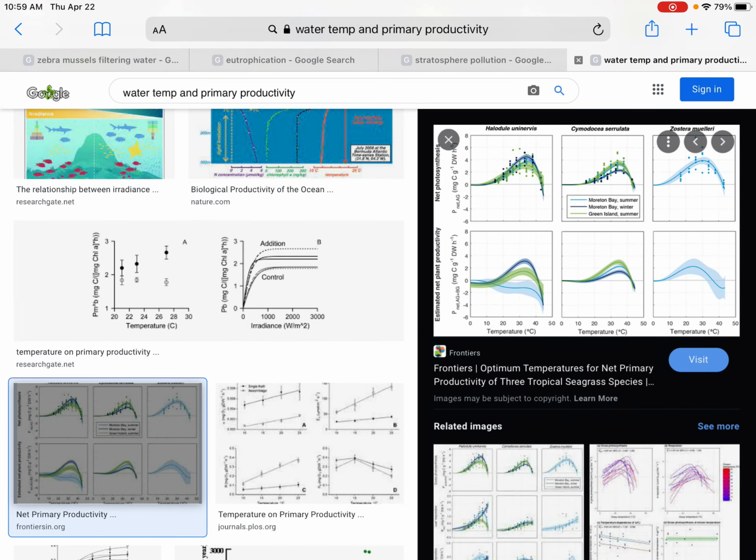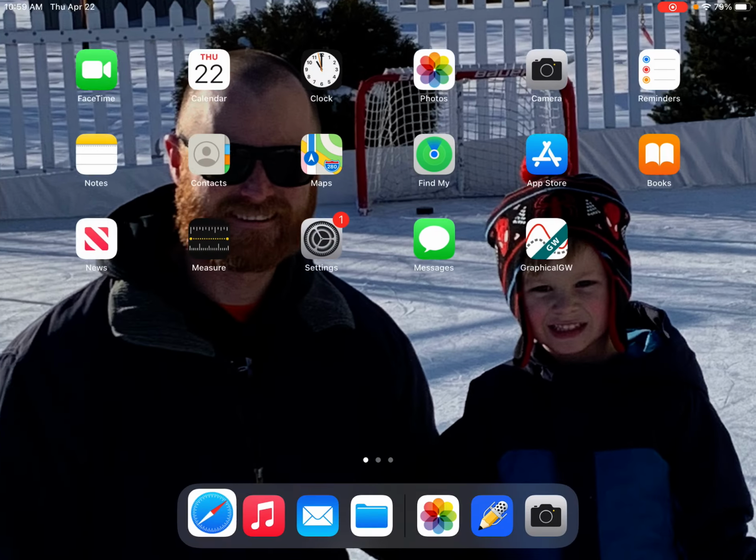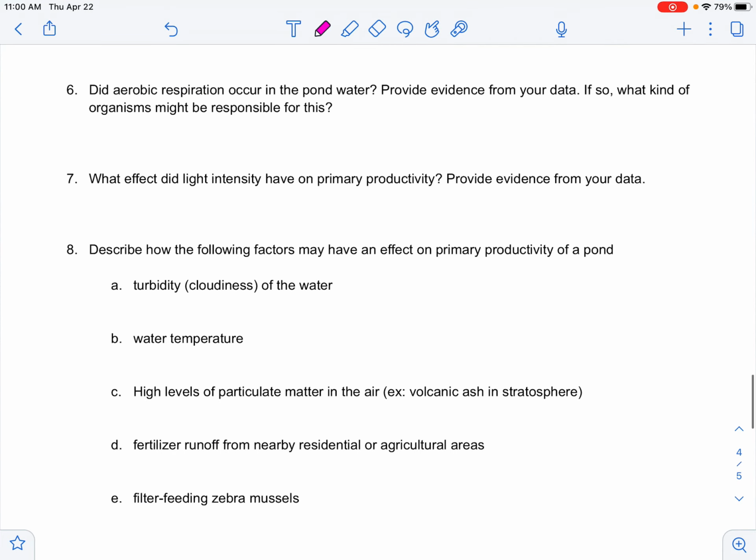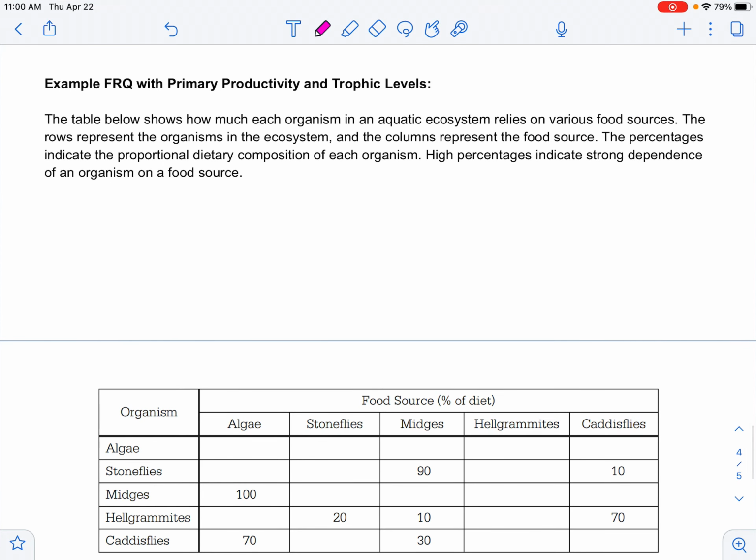And water temperature also has an effect. Cold water will have a lower primary productivity, and then as you raise the water temperature, you increase the productivity, but at some point it gets too hot and things don't do as well. So there's kind of a perfect or ideal temperature; it depends on the organism, right? So it's going to change based on the organism. All right, and then the FRQ.